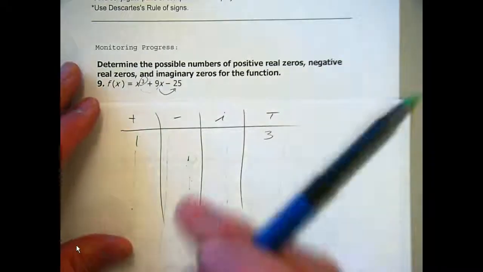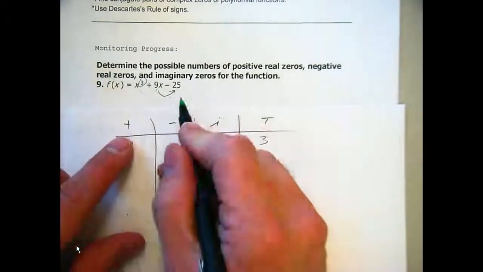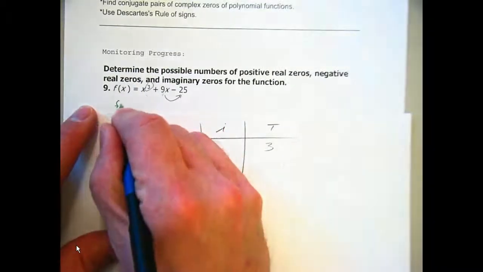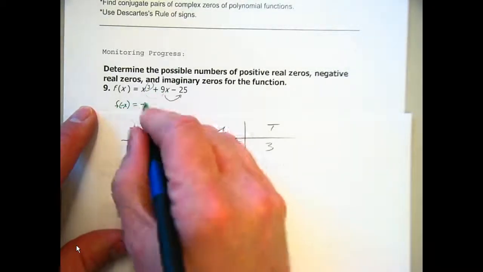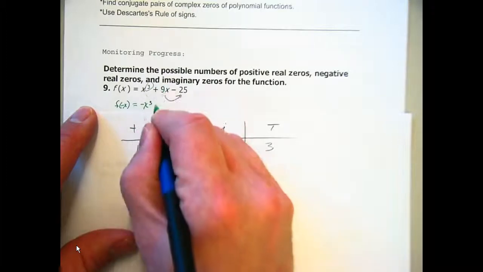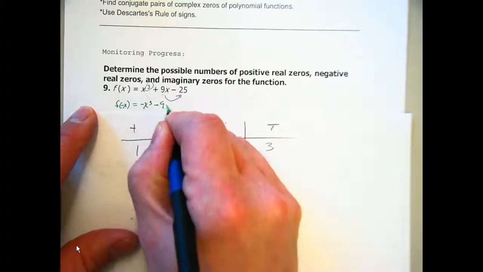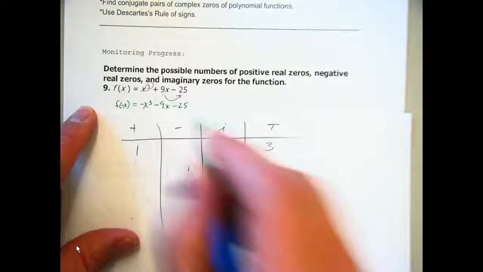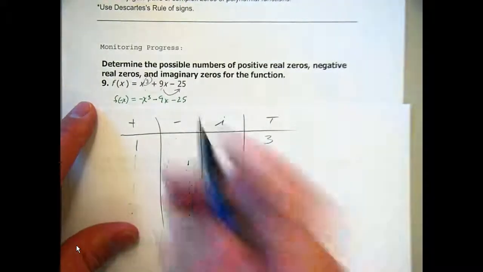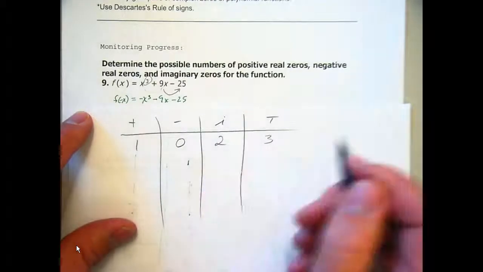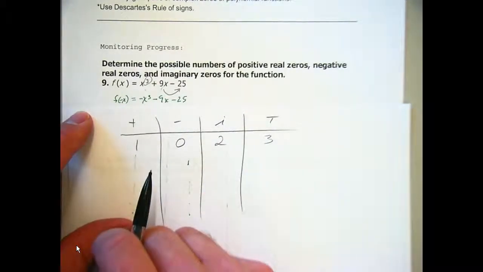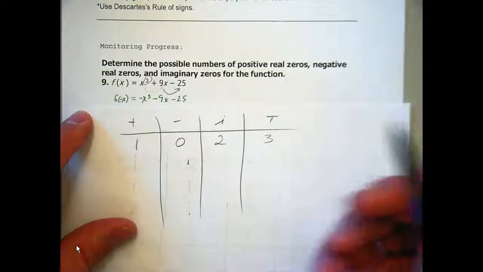All right. How about for our f of negative x? This becomes negative because it's an odd. This becomes negative, and it stays negative. Does it change? We get 0. Okay, which means how many imaginary? 2. Any other options? No, that's it, right? Okay?